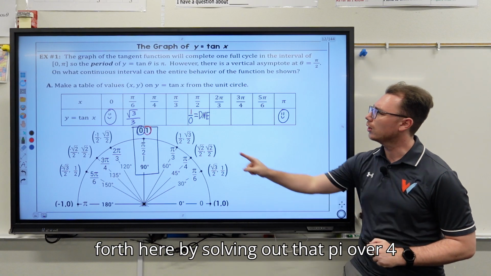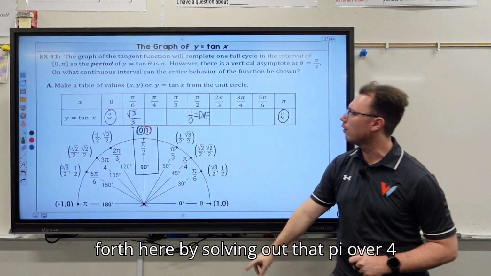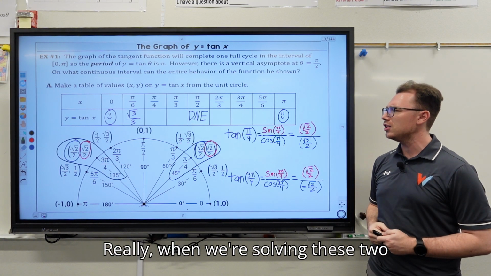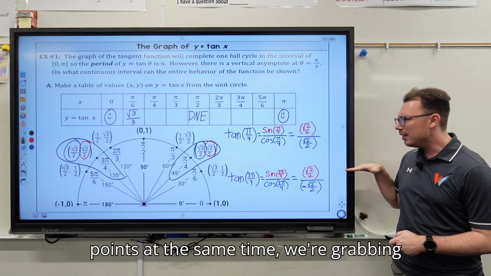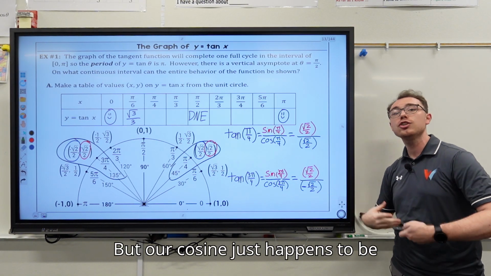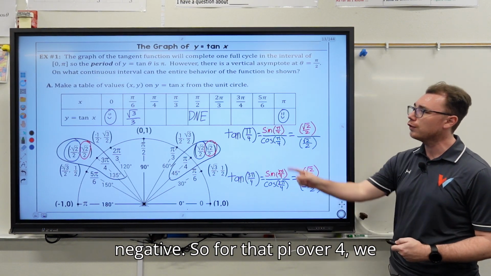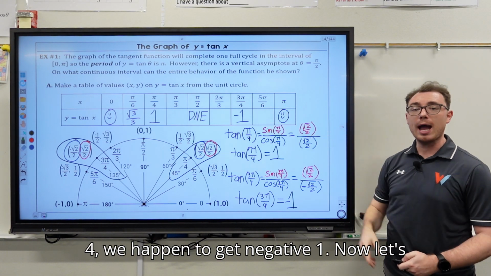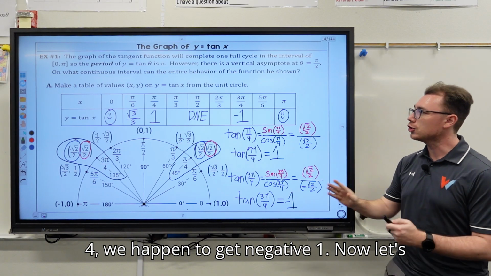Let's continue to explore the rest of this table here. Let's take this back and forth by solving out that pi over 4 and that 3 pi over 4 at the same time. Really, when we're solving these 2 points at the same time, we're grabbing the same sine and cosine values, but our cosine just happens to be negative. So for that pi over 4, we happen to get that 1, and for 3 pi over 4, we happen to get negative 1.